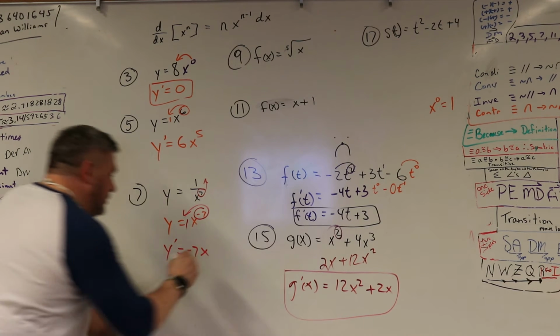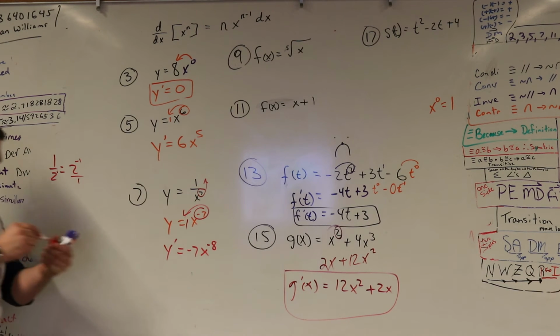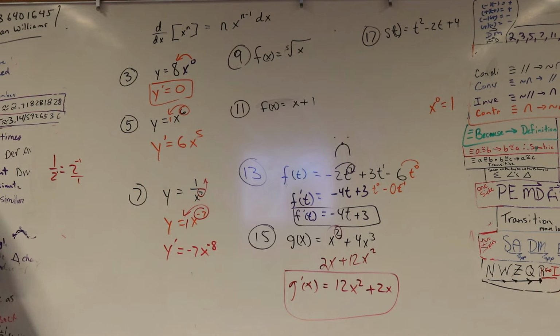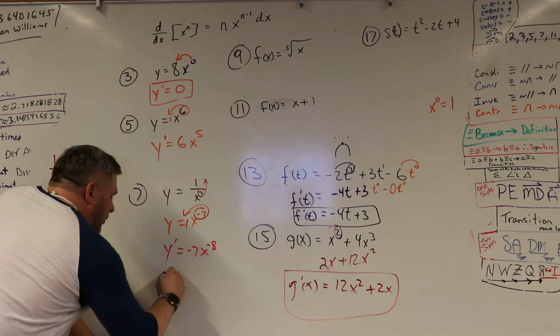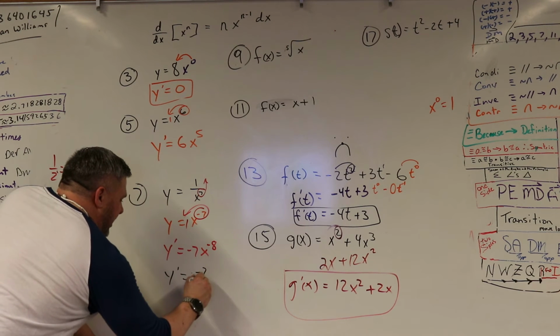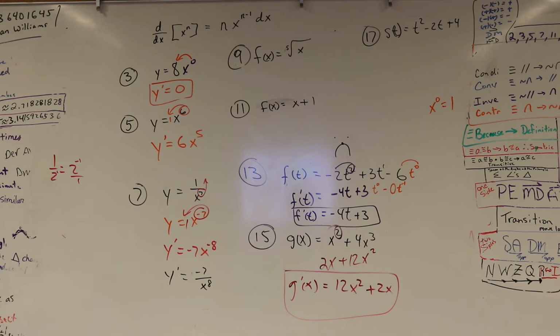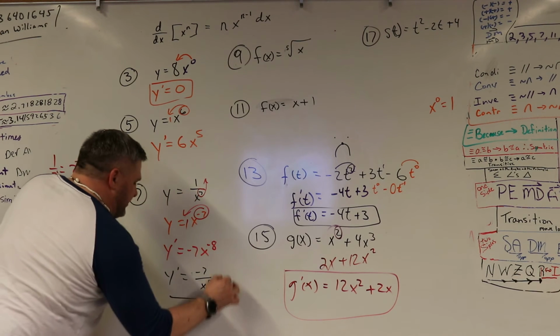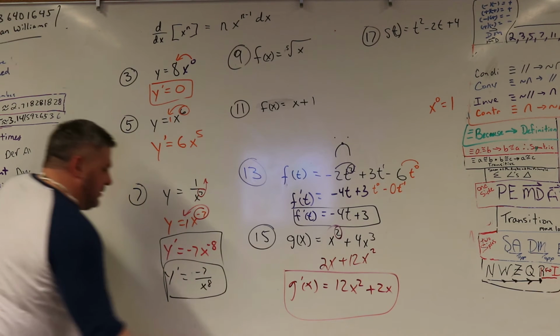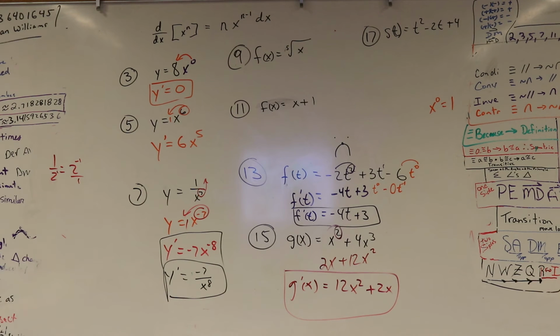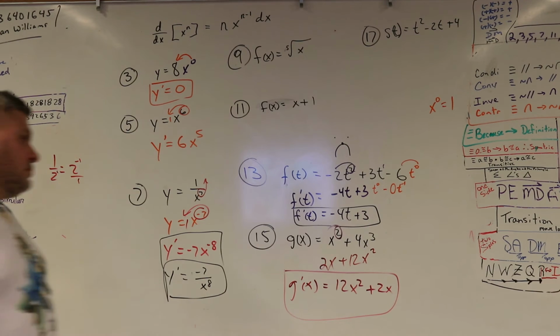Negative 8. And then if we rewrite this, how do we rewrite it? Y prime is equal to negative 7 over x to the 8. And those are both ways of saying the same thing. Okay?